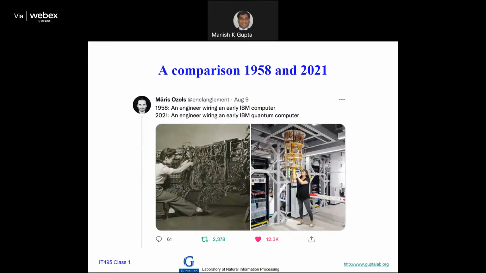By the way, this is a comparison. This is a tweet by this user. 1958 and 2021. Can you identify this? This is an early IBM computer, and this is an IBM quantum computer. See? So the same thing is happening for even quantum computers at a similar age, right? 58, 50s, towards the 60s. That comparison you can see.